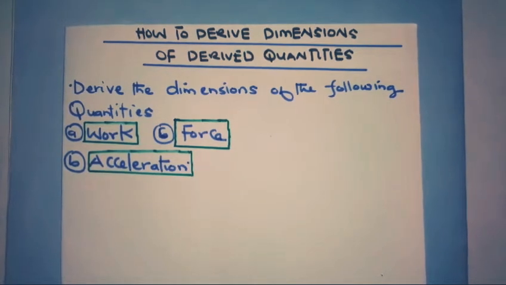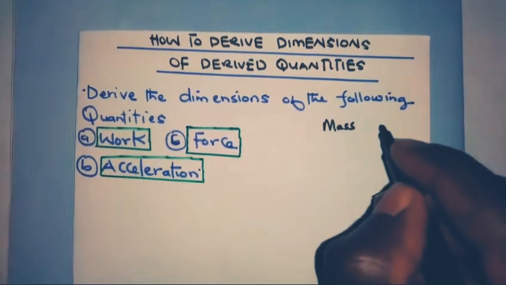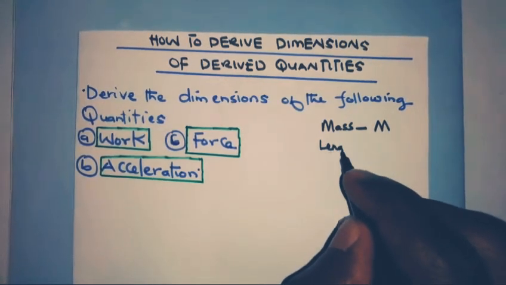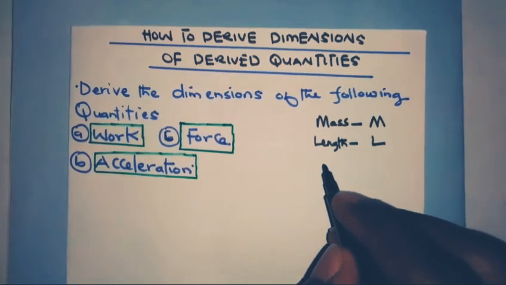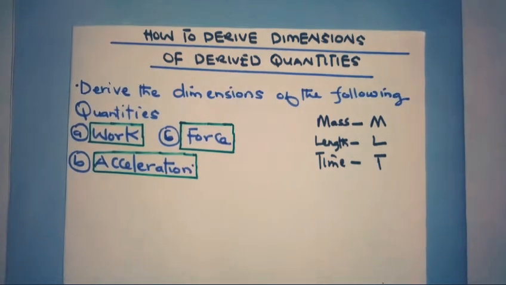There are two kinds of physical quantities. There are the fundamental quantities and there are also the derived quantities. Now the fundamental quantities are just majorly three. We have the mass, which has its dimension represented as M, and then we have the length, whose dimension is represented as L, and lastly we have the time, whose dimension is represented as T. So these are the three major and most fundamental physical quantities in physics.